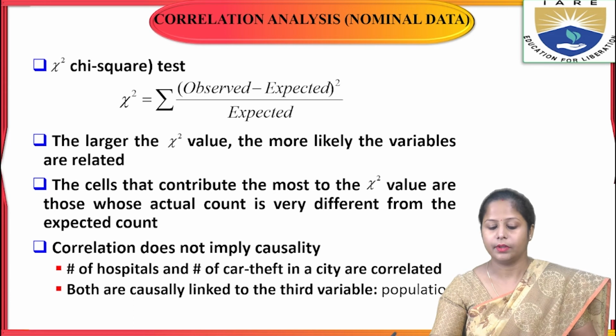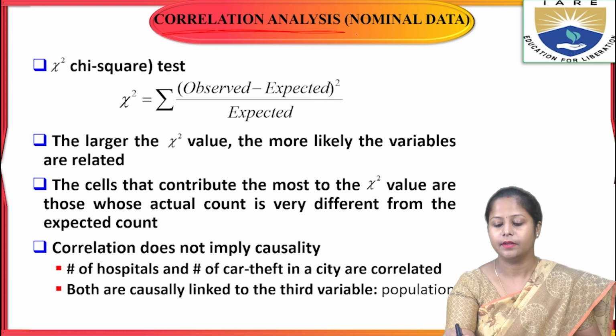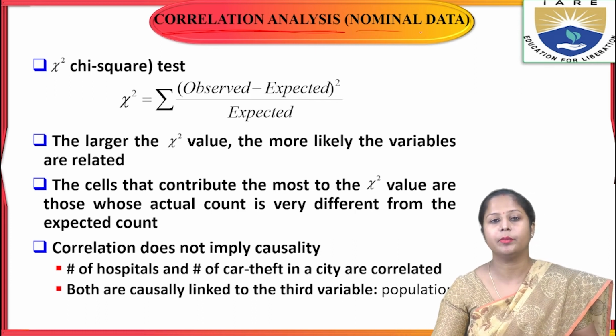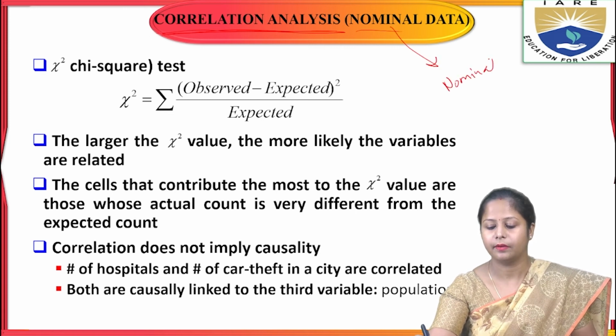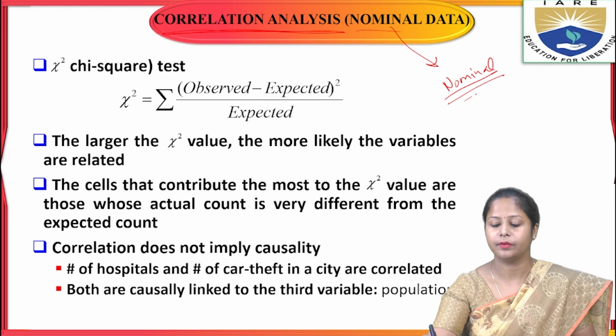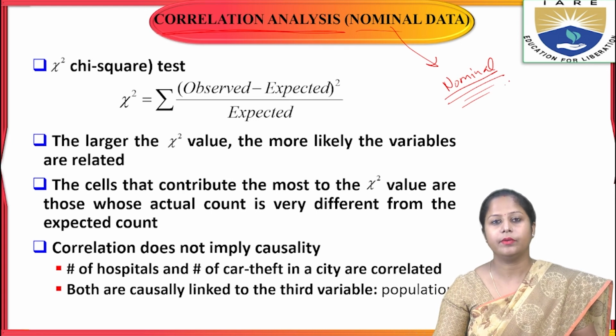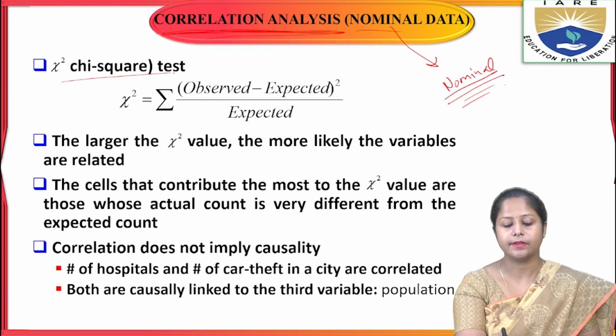In the earlier slide we covered correlation analysis. That can only be applied to nominal data. So what is nominal data? Data that is of numeric type. On that we will apply this type of analysis. For correlation analysis, we have the chi-square test.